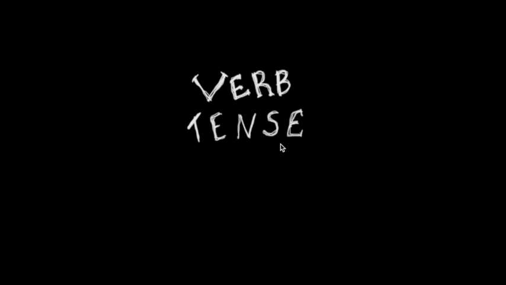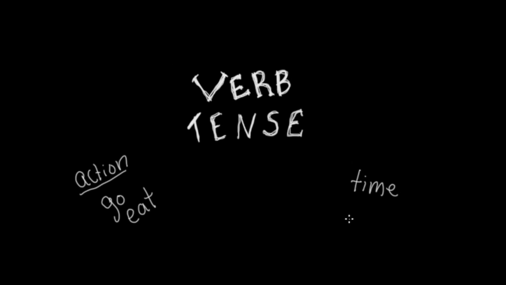Okay, so today we are going to talk about verb tense. Now, you probably know what that means. A verb is an action, some kind of thing that is happening, like go, like eat, and depending on the time that it happens, we can say when it happens, we have different ways to use the verb. We have different forms of the verb depending on the time.